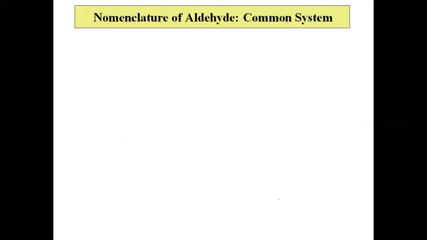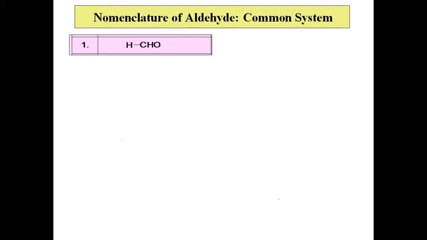Okay. Now in the introduction, we are going to discuss just the nomenclature system for aldehyde and ketone. Let us see first the nomenclature of aldehyde in the common system, how they are named. Okay, this is the first member of aldehyde. It has the CHO group. Therefore, it is an example of aldehyde. Now, how is this compound named in the common system? In the common system, the name of aldehyde is obtained from the name of the corresponding carboxylic acid.